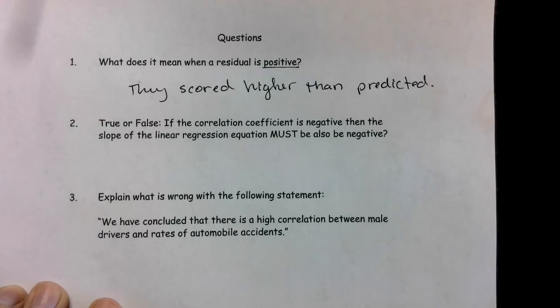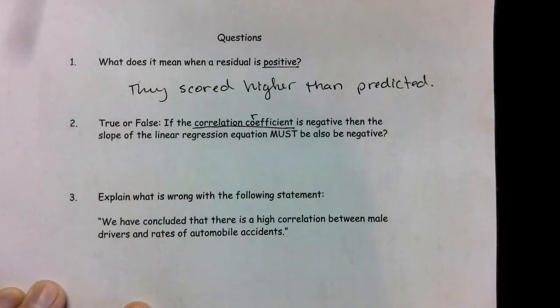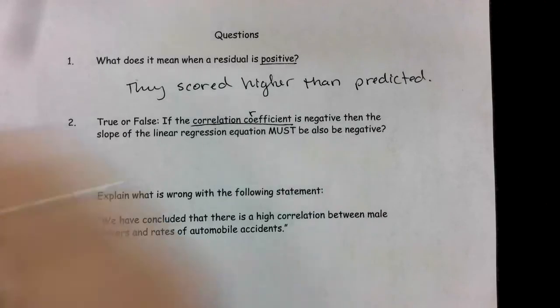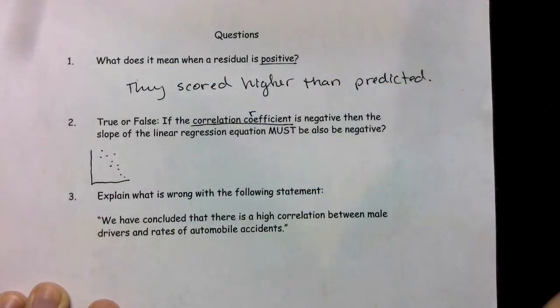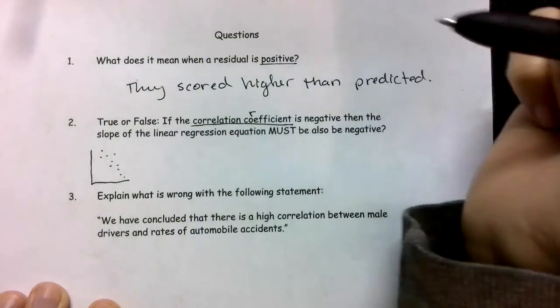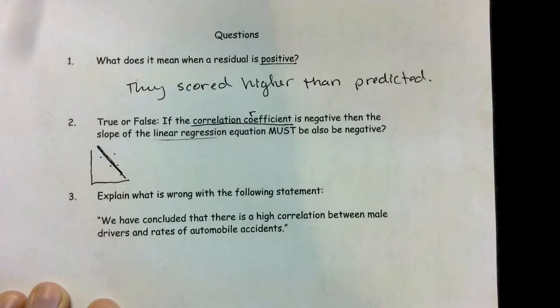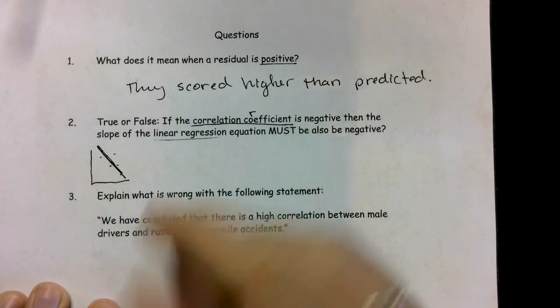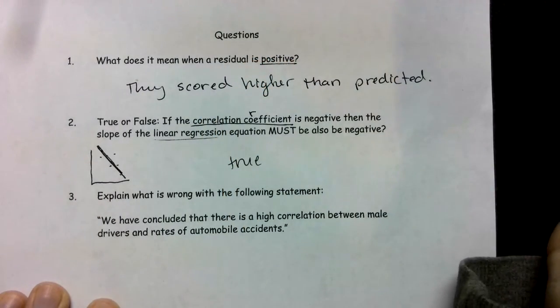Number 2, true or false. If the correlation coefficient, and remember correlation coefficient is your R, is negative, then the slope of the linear regression equation must also be negative. If you remember from correlation coefficient, if it's negative, that means there's this negative relationship going downhill. Well, then it should make sense that once you put the regression equation in here, it must also have a slope that's negative. So this one is true.